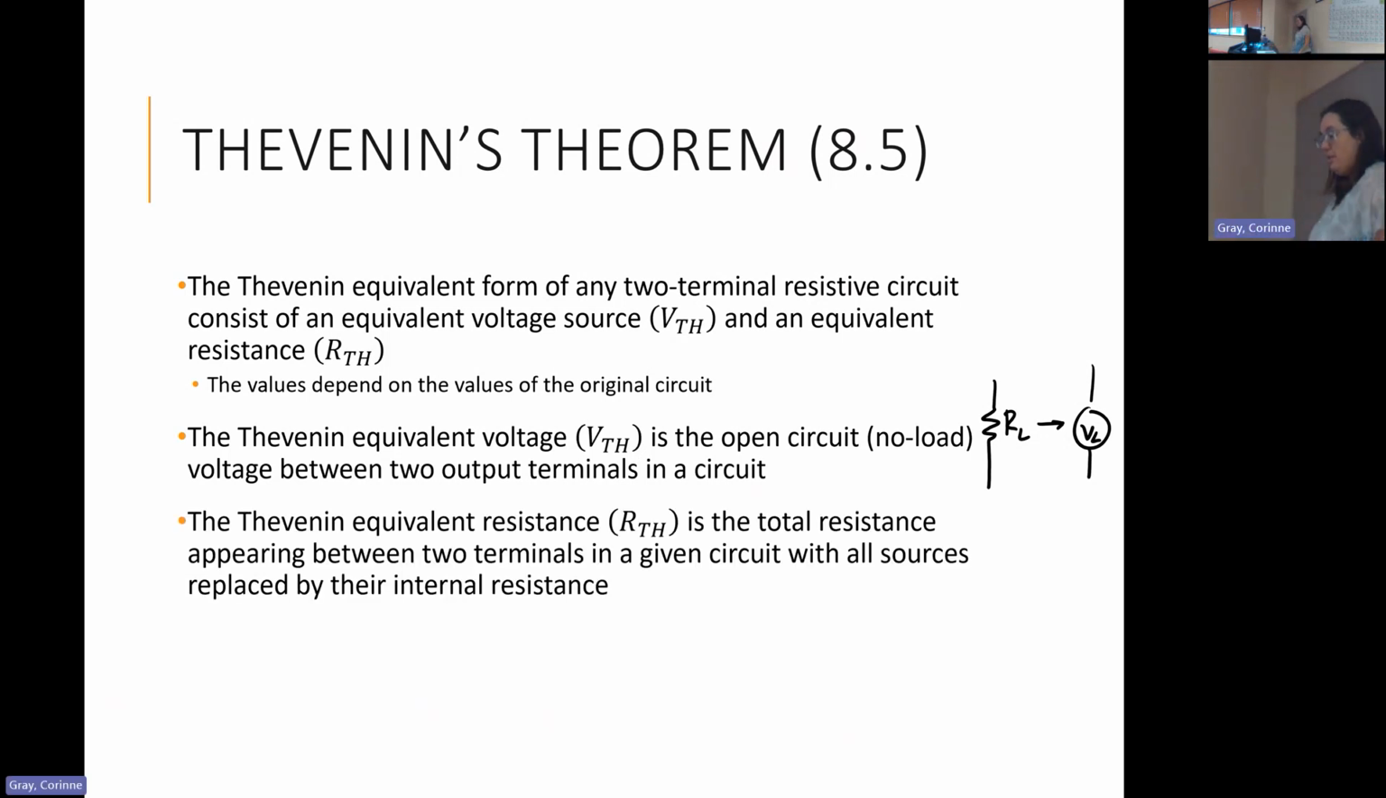The equivalent resistance is the total resistance appearing between two terminals in a given circuit, with all sources replaced by their internal resistance. So you wanted to know what happened with the internal resistance? Here it is. If our sources have internal resistance, we are going to remove them and replace them with a resistor that corresponds to their internal resistance.